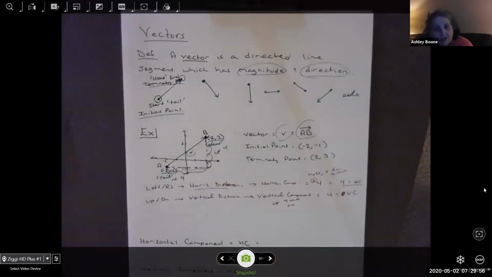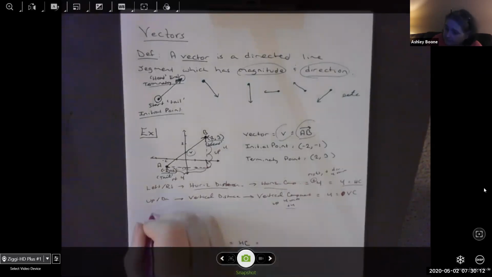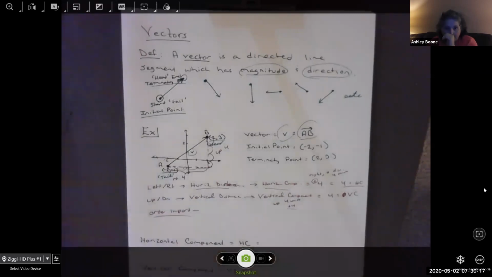Anytime you want to find your horizontal component or your vertical component, and every single vector has a horizontal component and a vertical component, it is really important about the order, okay? Because the direction definitely matters. Left is a negative direction, right's a positive direction. So the signs are going to matter here. That's like what we did with rise and run when we were dealing with slope and things like that.